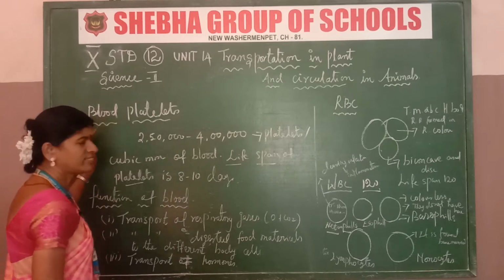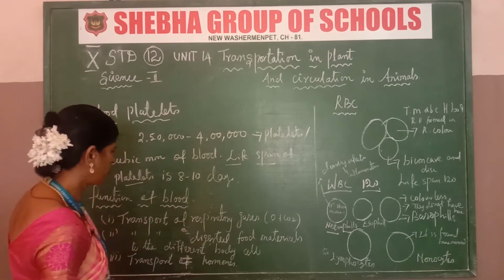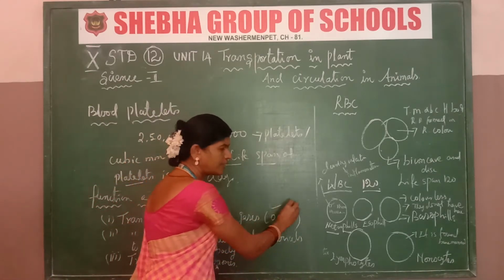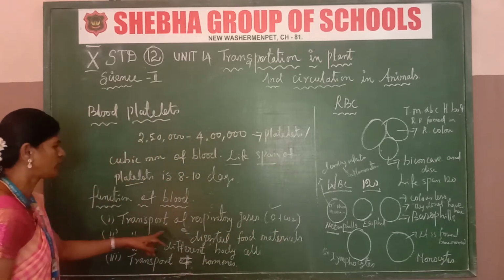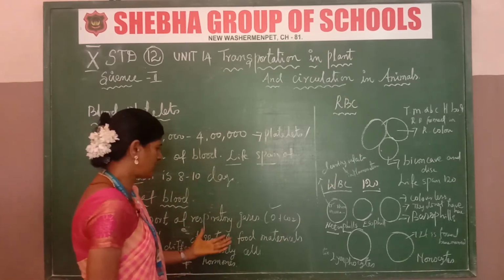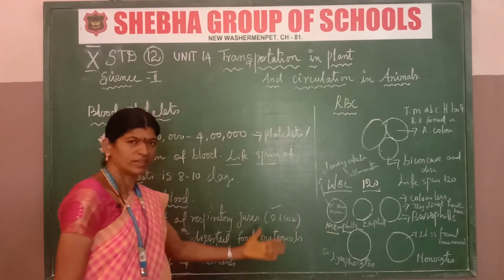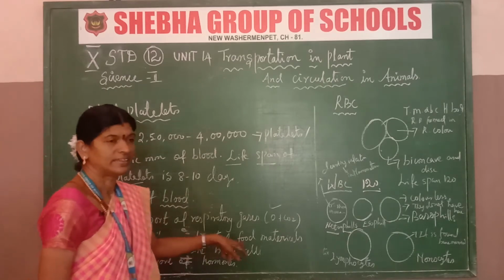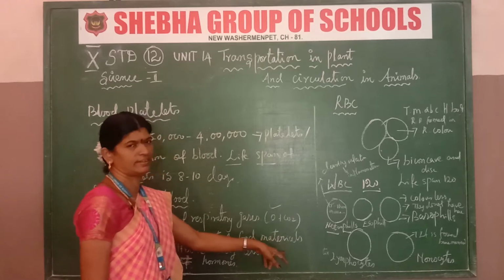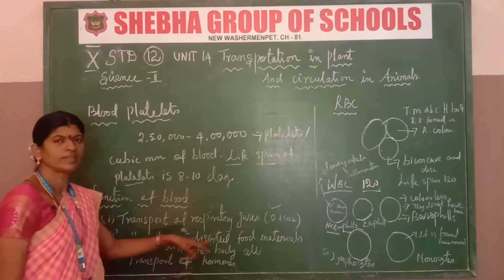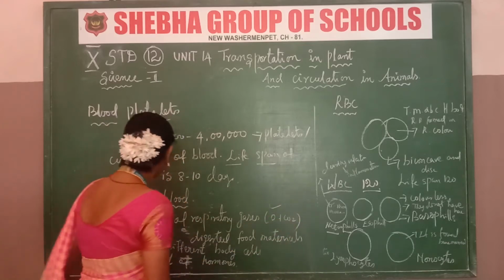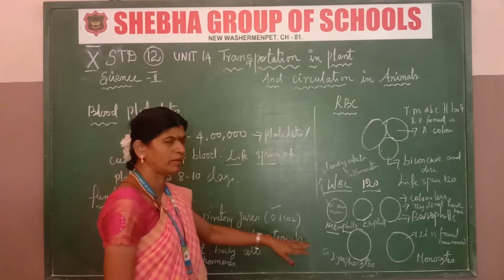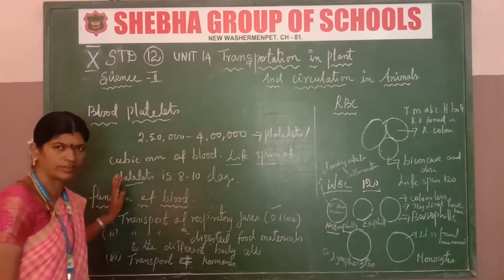Next one is what is the function of blood? First one is transport of the respiratory gases, oxygen and CO2. That is, the transport of respiratory gases, oxygenated and deoxygenated blood. Next one is transport of digested food materials to the different body cells.